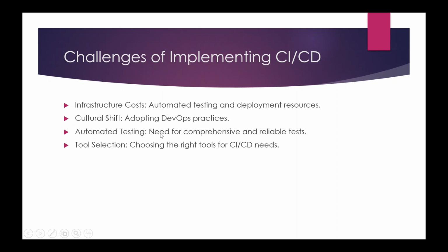The next one is automated testing. Need for comprehensive and reliable test. If you have not implemented automated testing, you'll have to check this. You'll have to go through with the automation testing in DevOps or CI/CD, because automated testing is an important part of CI/CD. If you are not working towards automating your test cases, then you will not be able to achieve the goals of DevOps practices, or of CI/CD, of faster feedback.